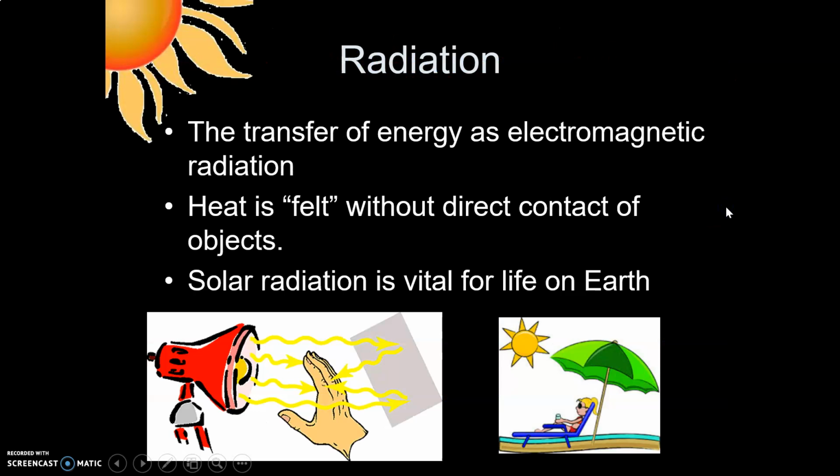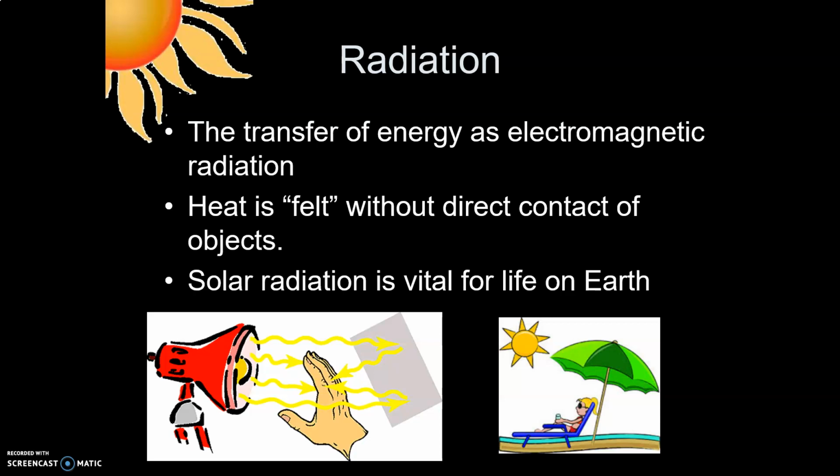So there are three major forms of energy transfer. The first one is radiation. And radiation is the transfer of energy as electromagnetic radiation. So basically, you feel heat without direct contact of any object. Solar radiation is a great example, and it's very important or vital for life on Earth.